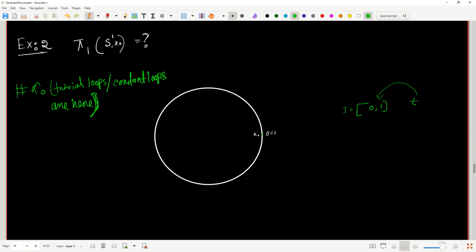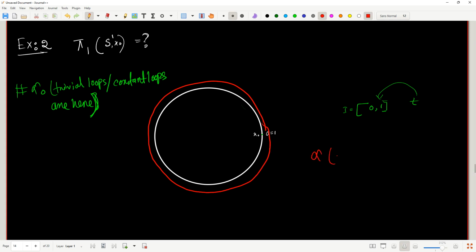Now let's define a loop that goes like this. Please note that I'm not going outside the space, that is, I'm not going outside the circle. Just for the drawing purposes I'm drawing it like this. What you should imagine is that you are on the top of the perimeter of the circle and you are going around like this. So let's say this red line goes around the circle like this. This is a loop, right?